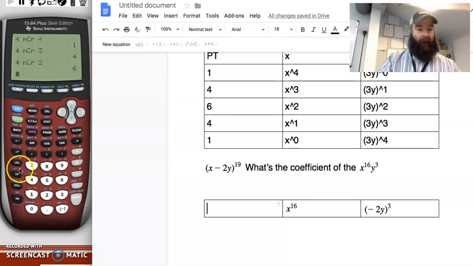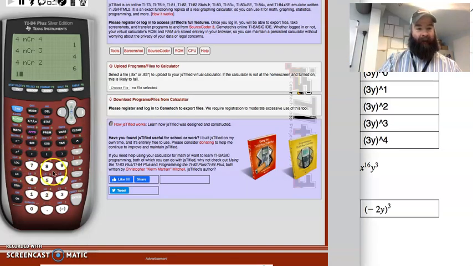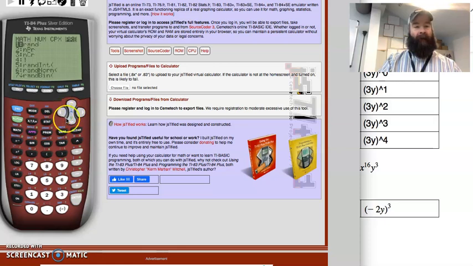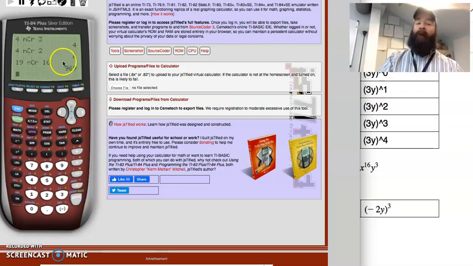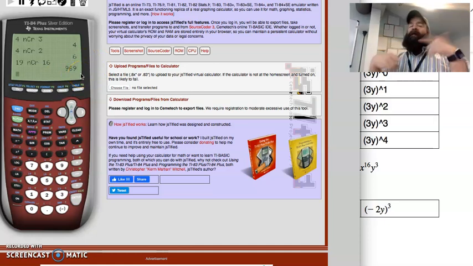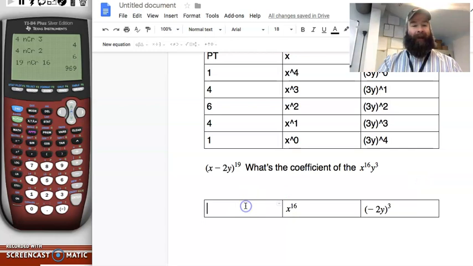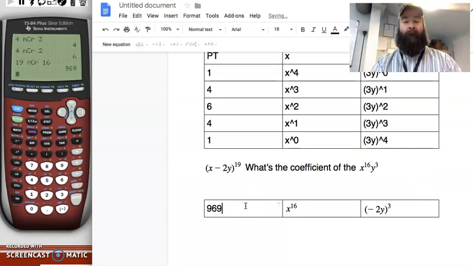So here we go. I'm going to type in 19, do the command, combinations, taken 16 at a time. This number is the number that would arise in Pascal's triangle in that spot without having to write out all those things. So the 969 is what's going to go here.